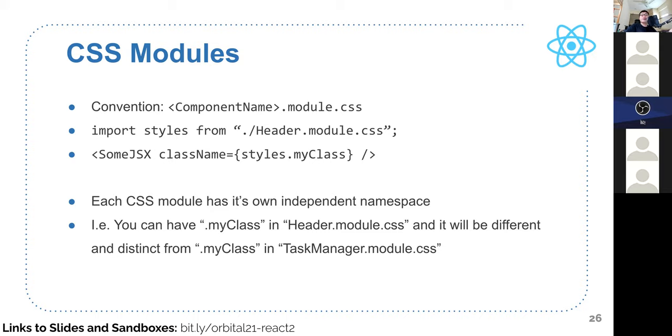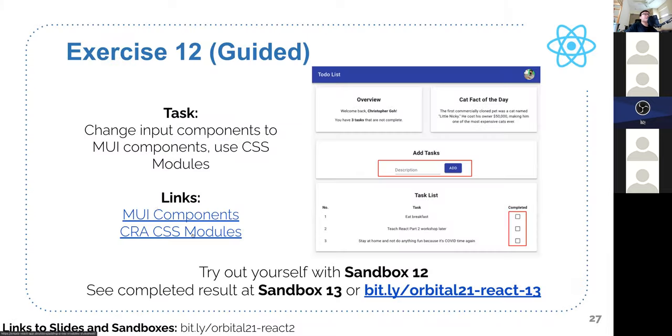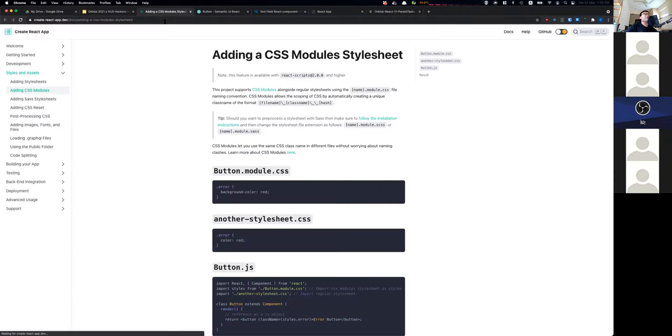So suppose you have projects with tens or hundreds of components. You don't have to think, this name for this CSS class, is it already used in some other component? Because they have independent non-colliding namespaces, okay? So this is CSS modules, and you can read up on it more on this link over here. It's built in to Create React App already. So it creates a unique class name of this format, and then it just helps you do everything when you actually build your whole website.